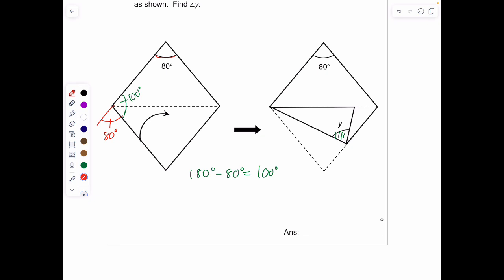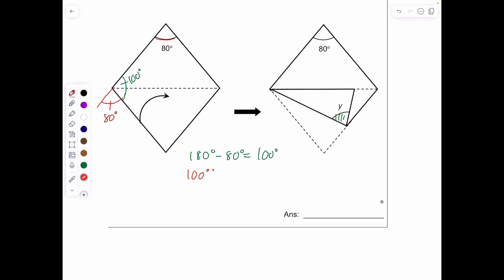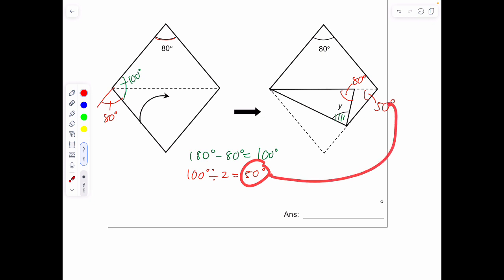So the next thing that I can do is take 100 degrees divided by 2. That will give me 50 degrees. By dividing by 2, what I am actually finding out is the other angle by half. This will be 80. Now, this angle is actually 50 degrees, which is what I found over here.